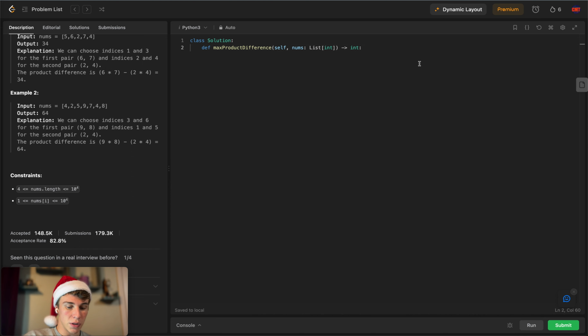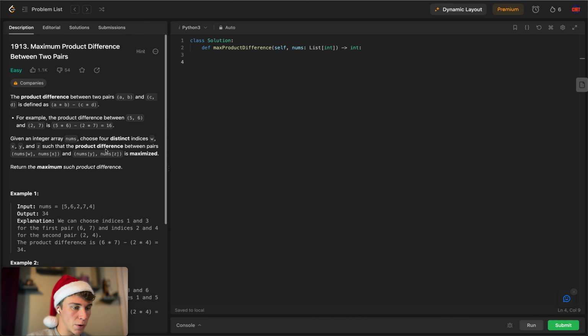Guys, I'm pretty sure that this is an extremely easy problem that we can solve by sorting nums, picking out the last two elements, which would guarantee to give us the biggest product, picking out the first two numbers, which would guarantee to give us the smallest product, and subtracting. Let's see if that works.